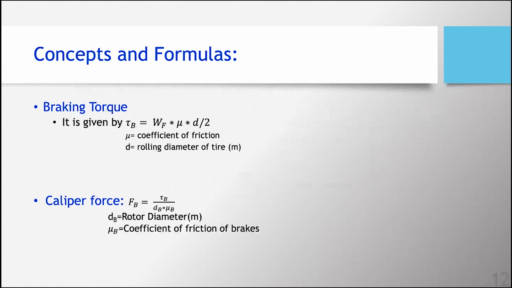Caliper force. In order to hold the brake rotor, we need to apply a certain force with the caliper using the pistons on the slave cylinder and all. Here, that force is calculated using the brake parameters itself, like the braking torque, the rotor diameter, and the coefficient of friction of the brake and the caliper itself. Generally, for cast iron, it ranges around 0.4 to 0.5. I have considered 0.4 for these calculations.